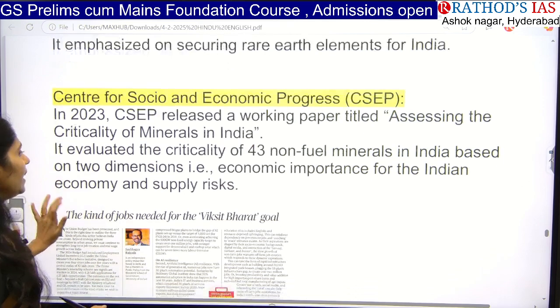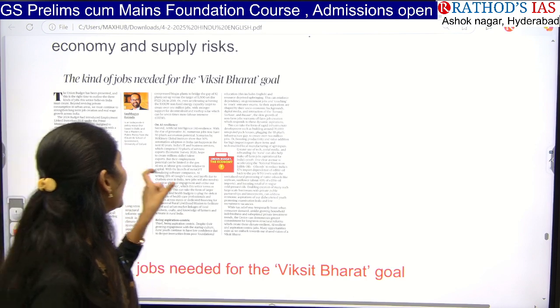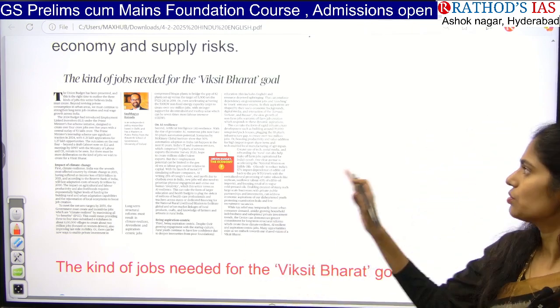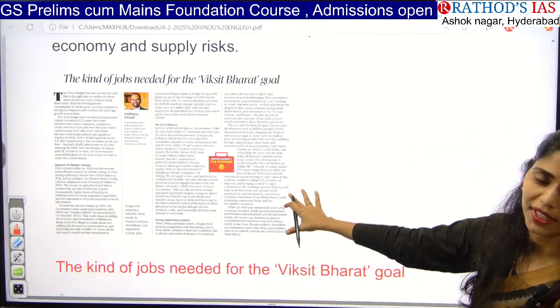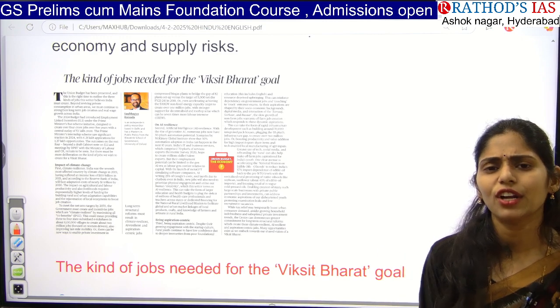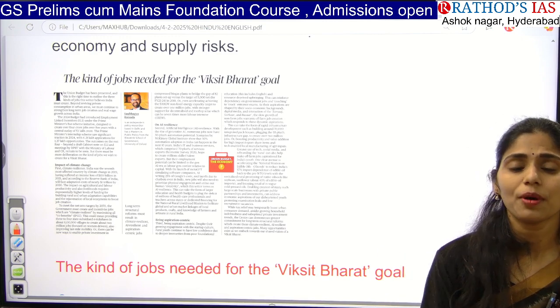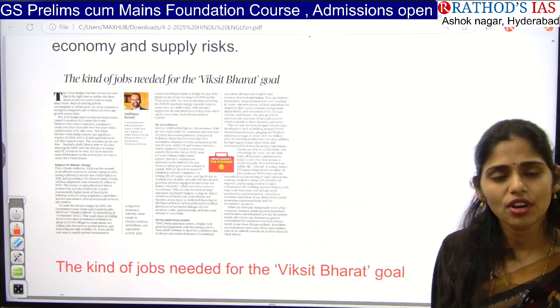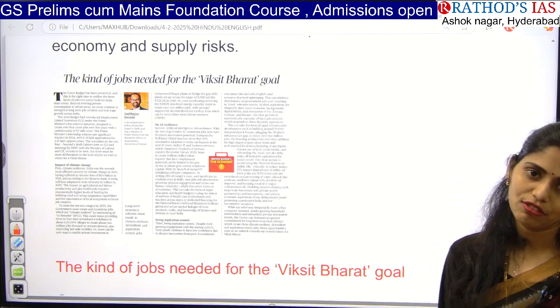And now I love this article of the day, that is the kinds of jobs that are needed now to achieve Viksit Bharat. This is a very important article and it gives a lot of insights regarding which kinds of jobs can be generated in this era so that we can achieve the status of a developed India by 2047.